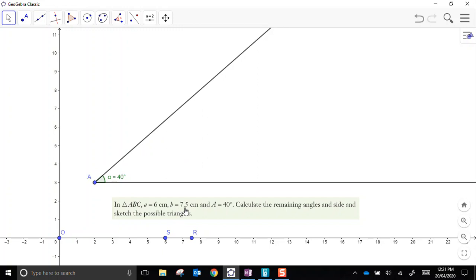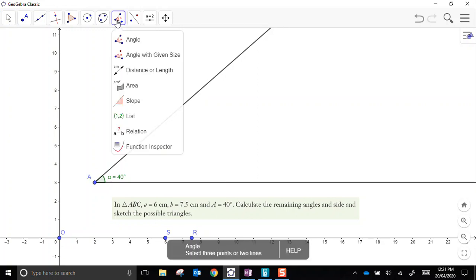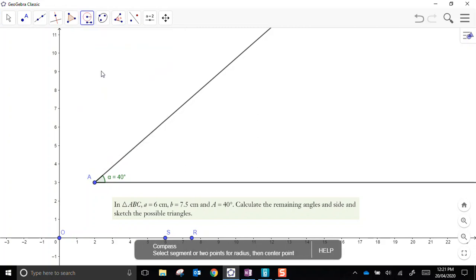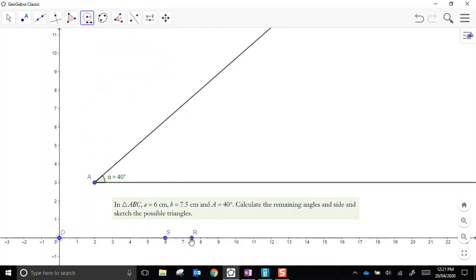So I need to measure 7.5 centimetres along here and mark a vertex. I've marked a couple of distances here from the origin. This point is 6, which is going to be my length for side A, and 7.5 here. Using the circles, here it is, the compass tool on GeoGebra, I have to first of all select a segment. So I'll select from O to R.